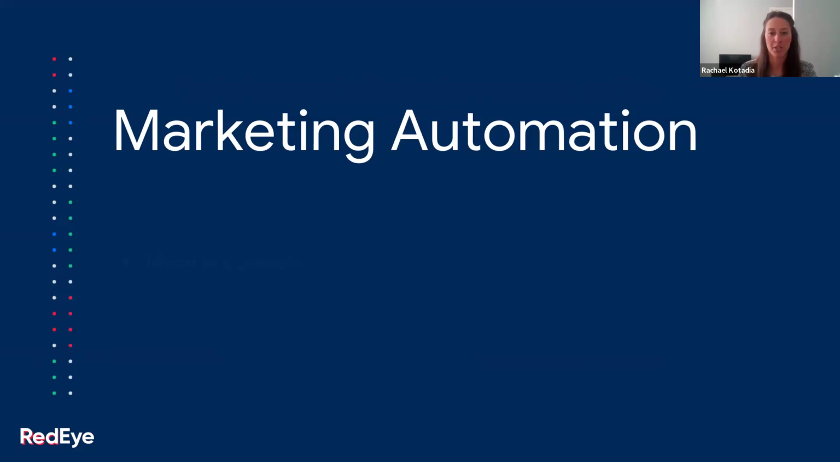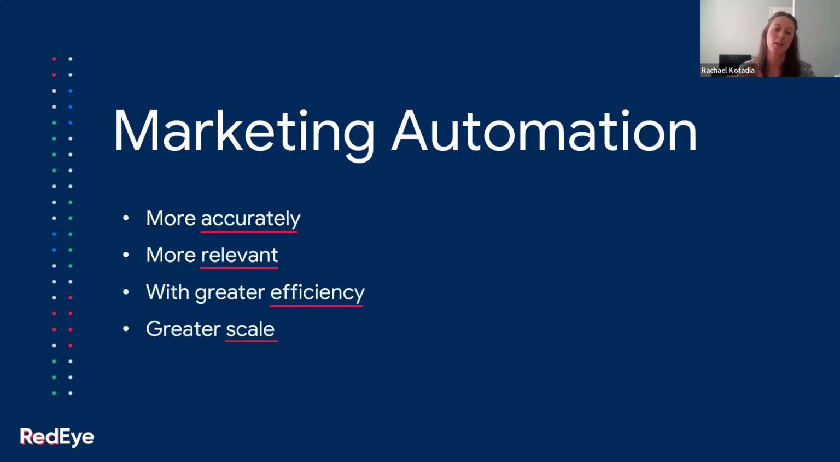And when we say marketing automation, what we are referring to is marketing automated activity that allows you to be more accurate, be more relevant, complete marketing activities with greater efficiency, and generally do things at a greater scale. And that's all in comparison to if you were doing it individually or manually.